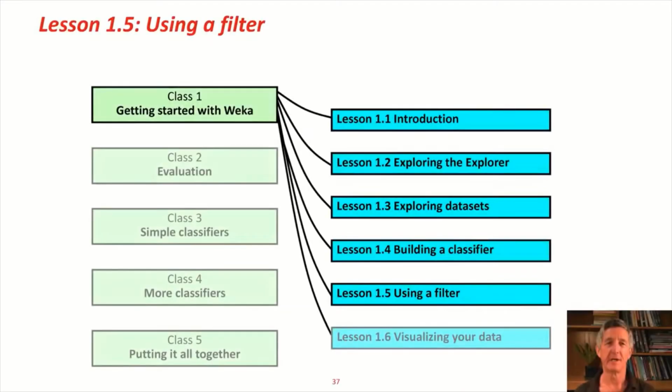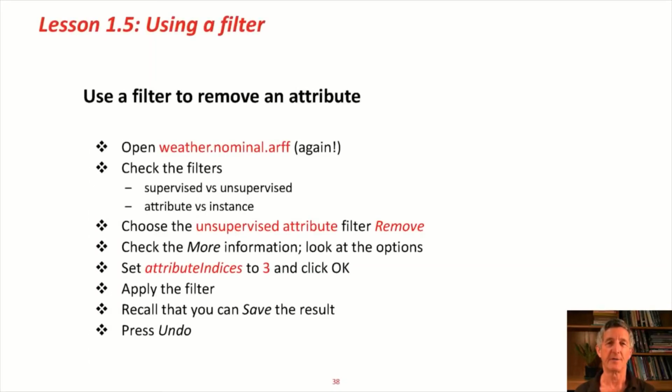Hello. In the last lesson we looked at using a classifier in WEKA, J48, and in this lesson we're going to look at another of WEKA's principal features, filters. One of the main messages of this course is that it's really important when you're doing data mining to get close to your data and to think about pre-processing it or filtering it in some way before applying a classifier. So I'm going to start out by using a filter to remove an attribute from the weather data.